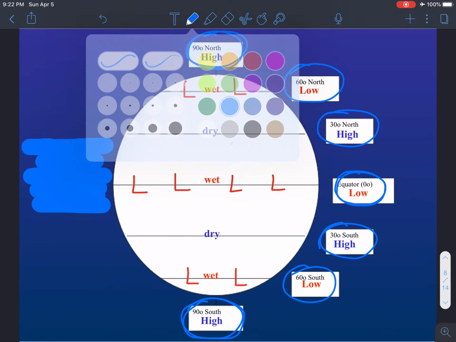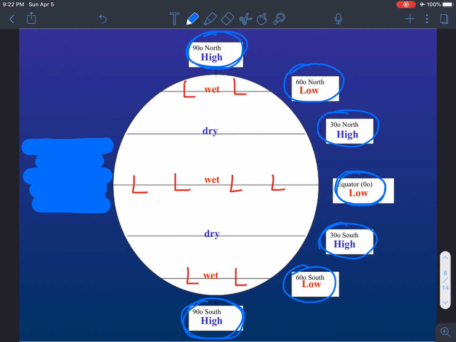I'm going to switch over to blue now, and I'm going to draw some H's where my high pressure areas are. And then finally at the bottom, South Pole, North Pole are going to be high pressure. Right, and high pressure is always associated with dry weather. Remember we said happy, high, cool, and dry.